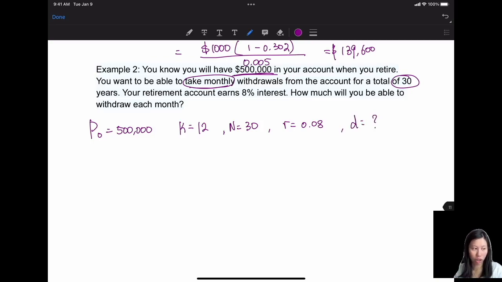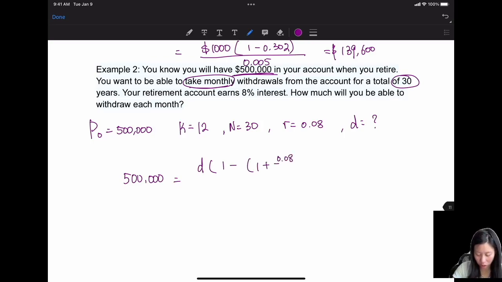Not hard, we're trying to substitute all the numbers into the formula. Let's see if you remember that. Try to do it by yourself, see if you got it. So I have $500,000 equals my monthly withdrawal that I don't know, D, times 1 minus (1 plus 0.008 over 12) to the negative 12 times 13, over 0.008 over 12.